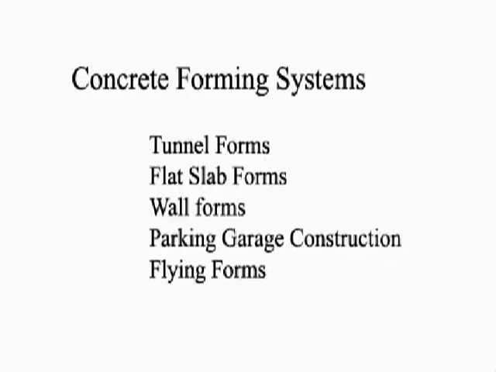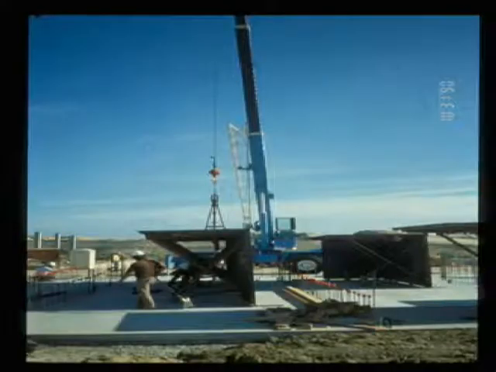This movie shows different forming systems. They are tunnel forms, flat slab forms, wall forms, parking garage construction, and flying forms. This image shows a tunnel form used to construct a multi-story condominium in California.